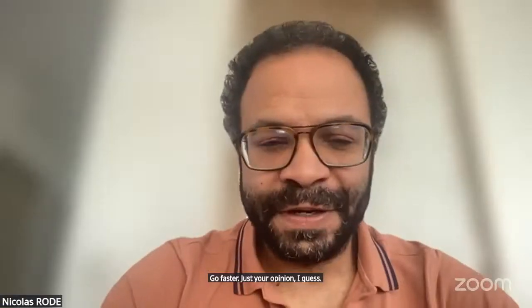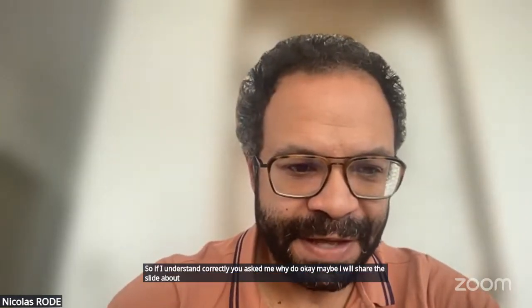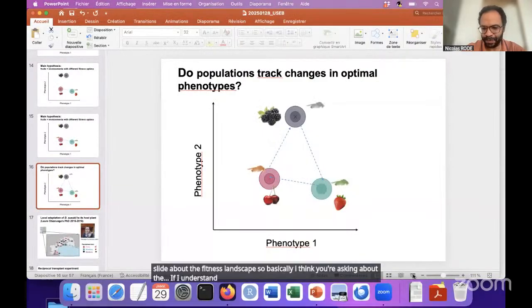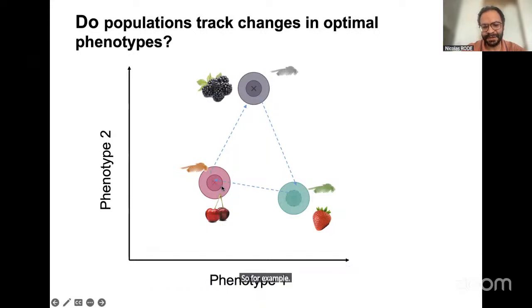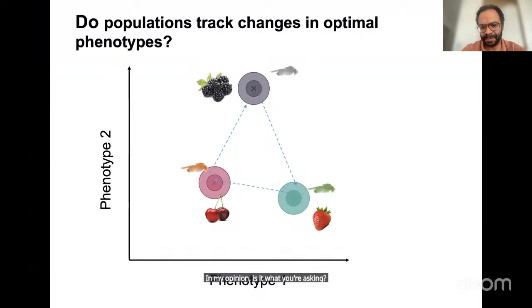So if I understand correctly, maybe I will share the slide about the fitness landscape. So basically, I think you're asking, correct me if I'm wrong, what are the relative positions of these fitness peaks, of these fitness optima? So which ones are closer? So for example, are strawberry and cherry closer to each other compared to blackberry? Is it what you're asking? Yes, yes. Okay. That's a good question.